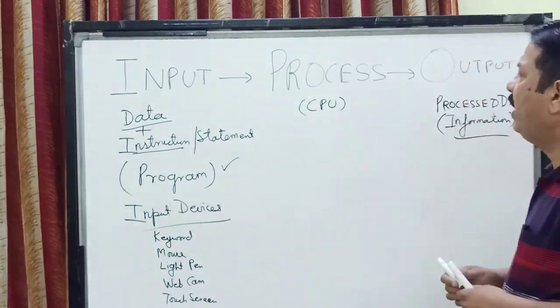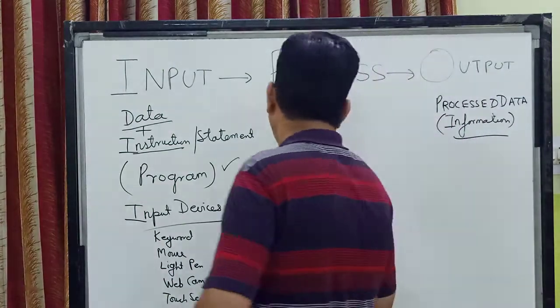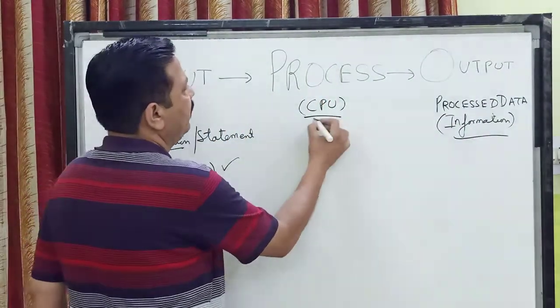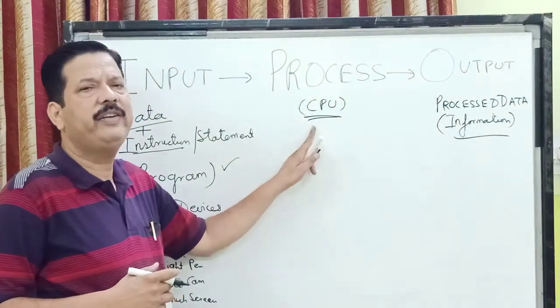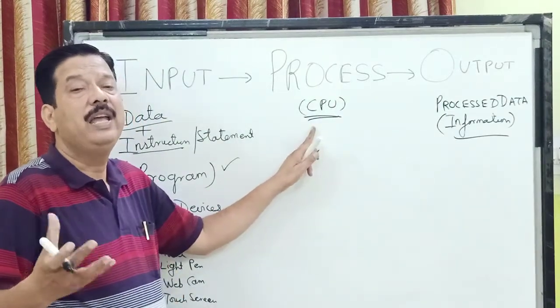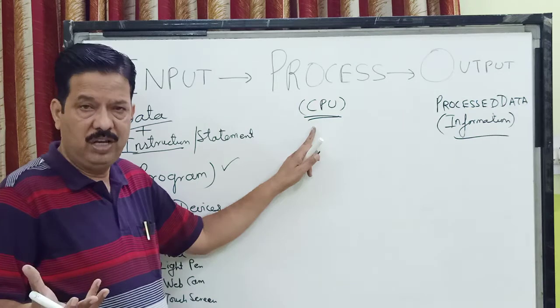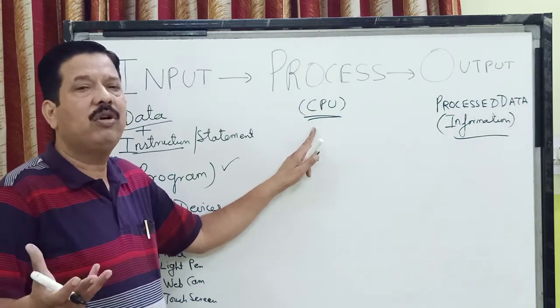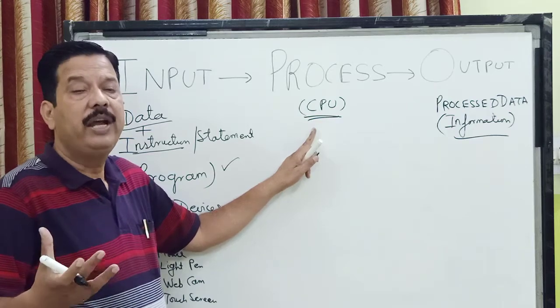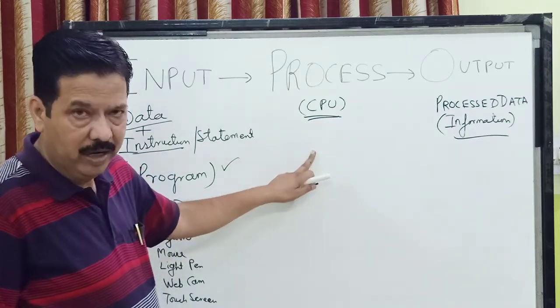Then children, we come to the processing part. The processing unit is the CPU, the central processing unit, and we'll talk about it. This central processing unit is basically that unit where all the calculations and all the logical operations are done, and it also contains memory storage. It also contains a control unit.